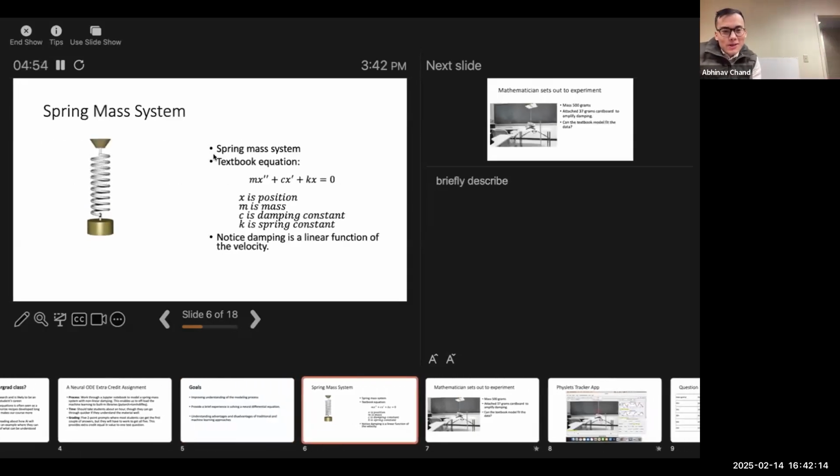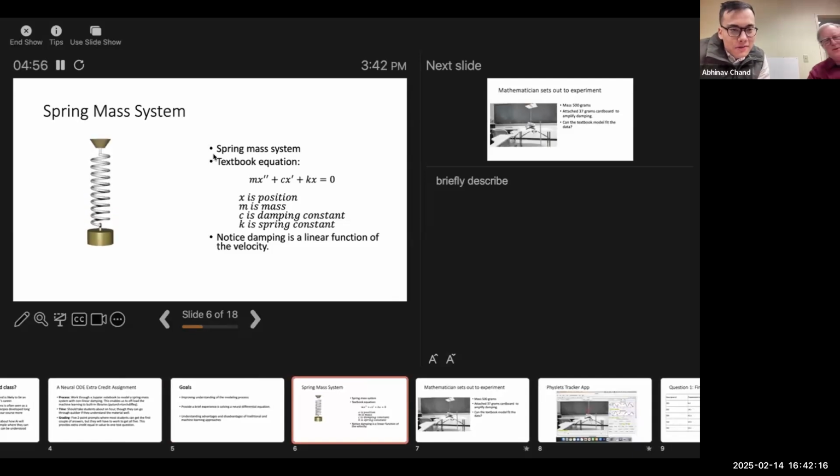All right. So let me briefly describe the spring mass system. You have a spring and there's a mass attached to that spring and it's oscillating vertically. This spring mass system is defined by this differential equation that we study in our differential equation courses: m times x double prime plus c times x prime plus kx equals 0.